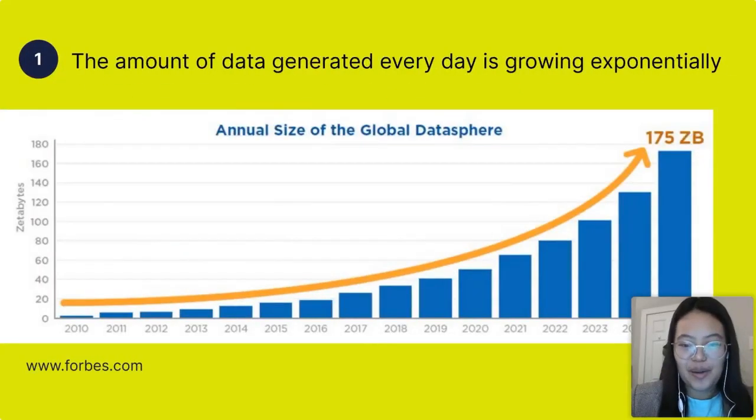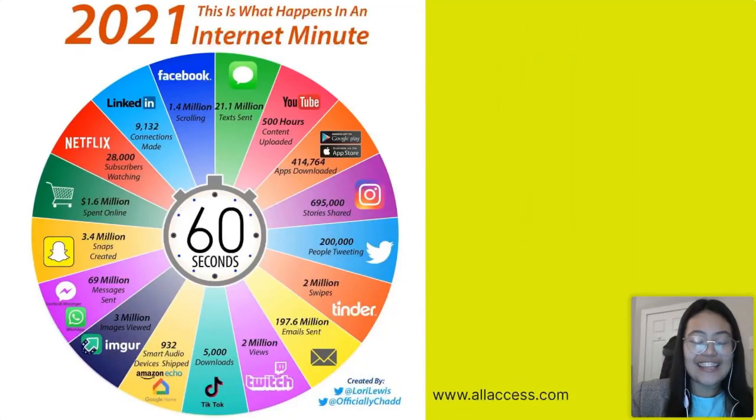So this is the first chart that I will show. The amount of data generated every day is growing exponentially, especially now with the advent of technology. We can gather information, and every bit of it is considered data. So all businesses are trying to leverage that. It's predicted that by 2025 we will have 175 zettabytes of data. That's very huge. And this is what happens on the internet in 1 minute, in 60 seconds, right?